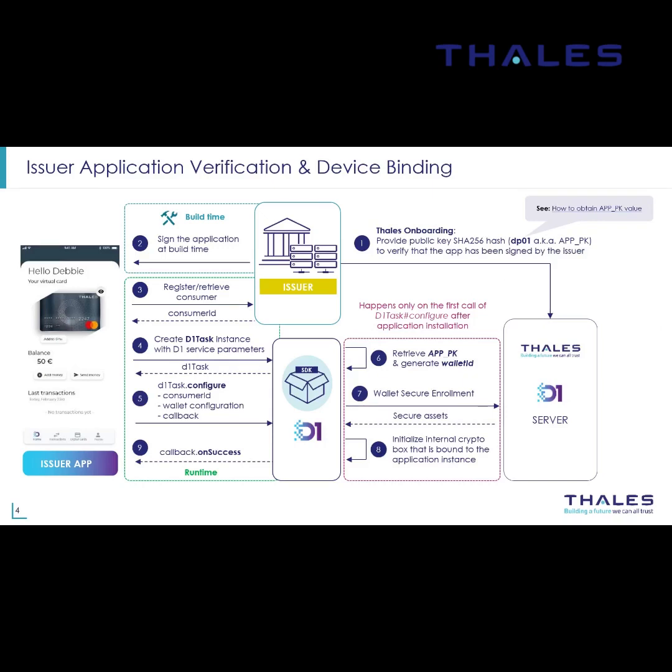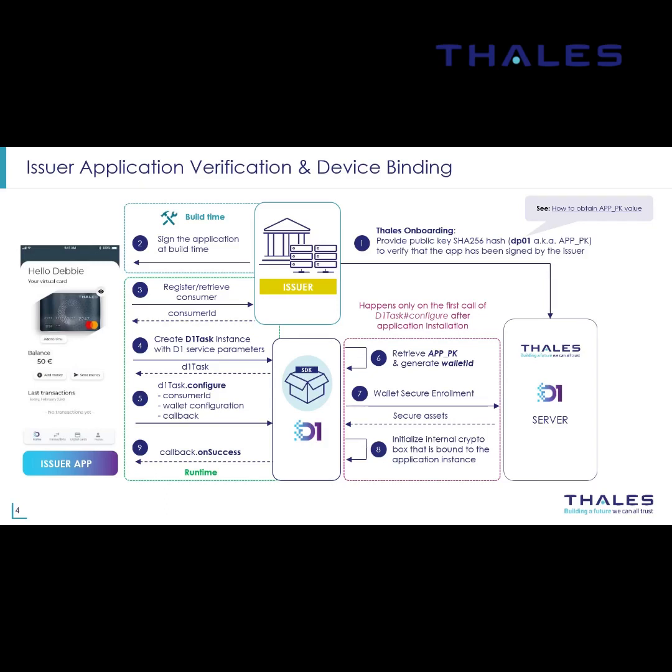Issuer Application Verification and Device Binding. This slide focuses on the importance of the app PK, DPO1, parameter provided by the issuer, which is used to verify that only authorized application owners can use the D1 Pay service. In the D1 Pay service context, the app PK refers to a SHA-256 hash of a public key extracted from the application signing certificate. This restricts the use of the D1 Pay service only to issuers authorized by our company.